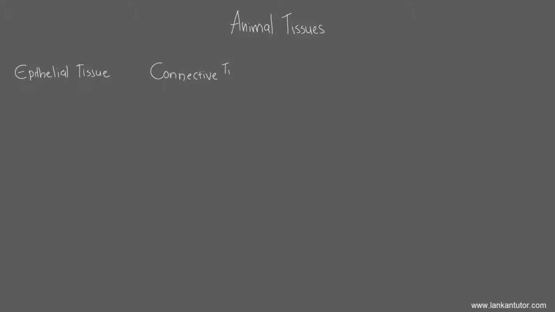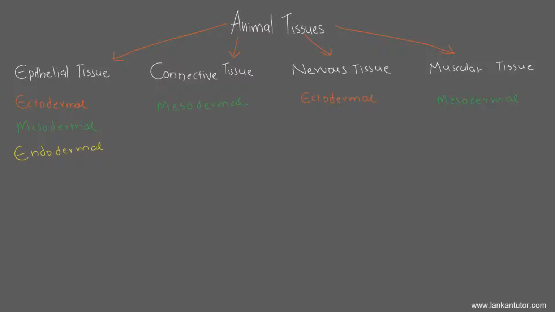Now, first of all, we're going to divide it into epithelial tissues, and then we have connective tissues, and then nervous tissues and muscular tissues. These tissues have different origin, specifically ectodermal, endodermal, and mesodermal. What you need to know is epithelial tissues can be ectodermal, endodermal, or mesodermal in origin. Connective tissues are only mesodermal. Nervous tissues are only ectodermal, and muscular tissues are only mesodermal.